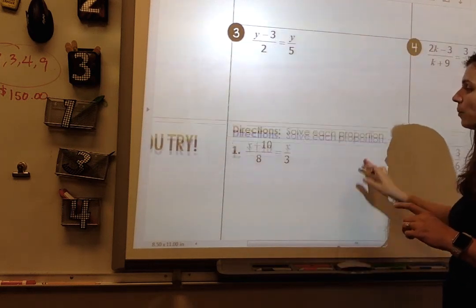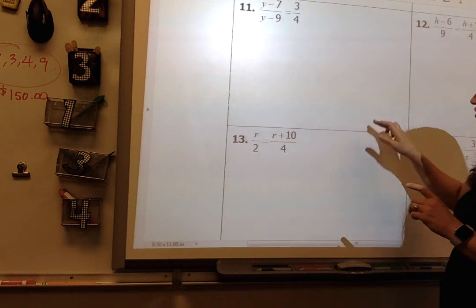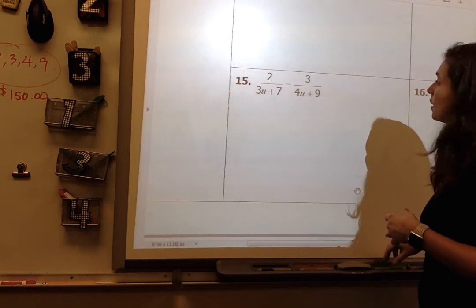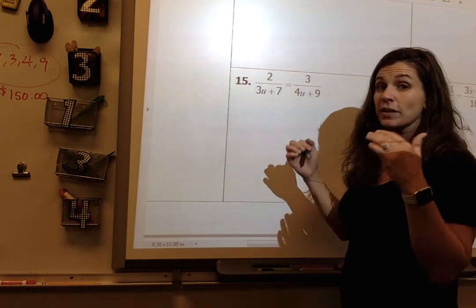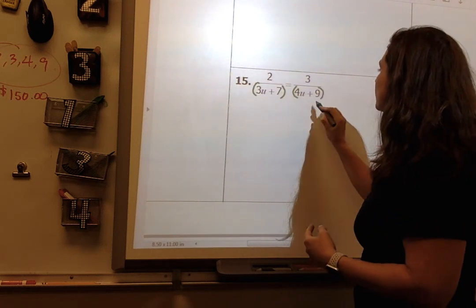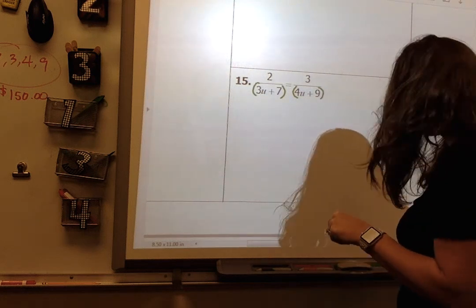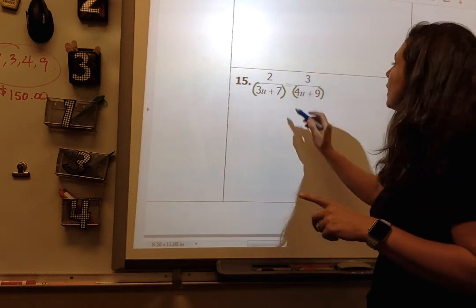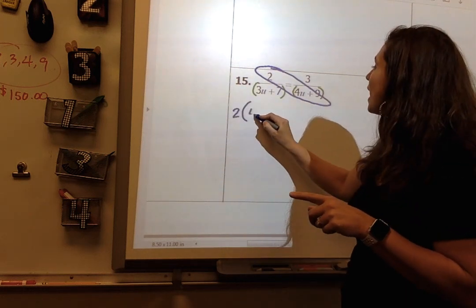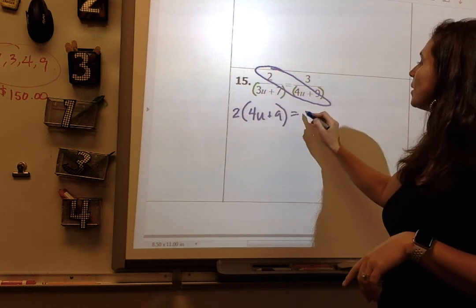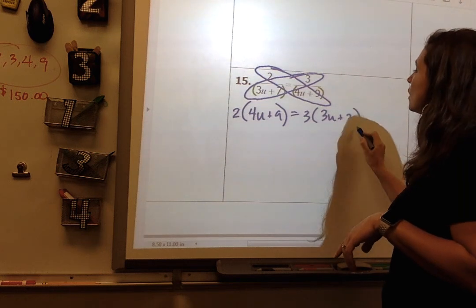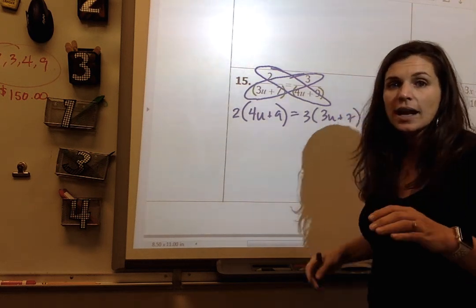Let's do a couple more proportions on the next page. They can't stay simple, but I want to keep these videos short. Remember, this is a step-by-step process. When I look at this problem, I'm immediately going to put parentheses around my binomials. That's the number one thing I do. Now my first step is to cross-multiply my extremes. I'm going to multiply 2 times 4u plus 9, and I'm going to set that equal to my means, which is 3 times 3u plus 7. I want to make sure everybody knows how to set these up.